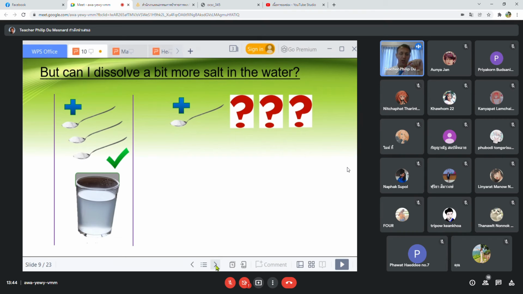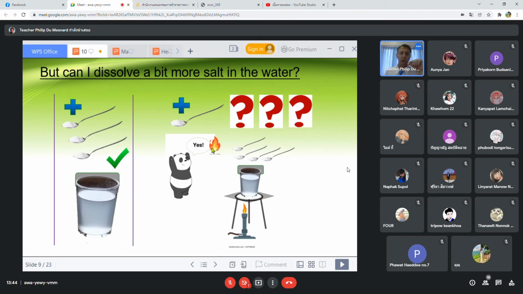So actually, we can if we make it hot. If you heat up the water, you can add even more salt. So now I think you can definitely add 4 and it will be okay. And it's not saturated, so it's well dissolved.